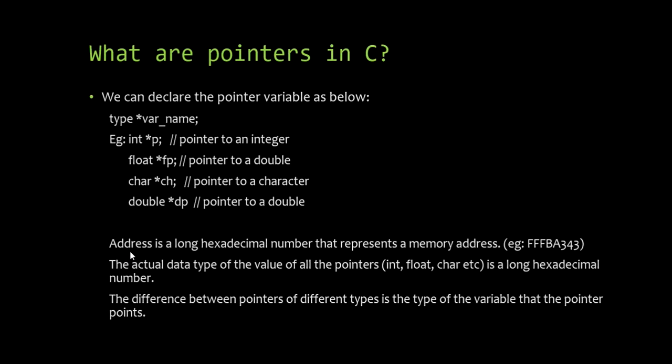So an address is a long hexadecimal number that represents the memory address. As we know, hexadecimal numbers may contain 0 to 9 and A to F characters. So this is a general representation of the memory address, and the value of all pointers, like int, float, char, etc., is a long hexadecimal number. The only difference between pointers of different types is the type of the variable that the pointer points to.